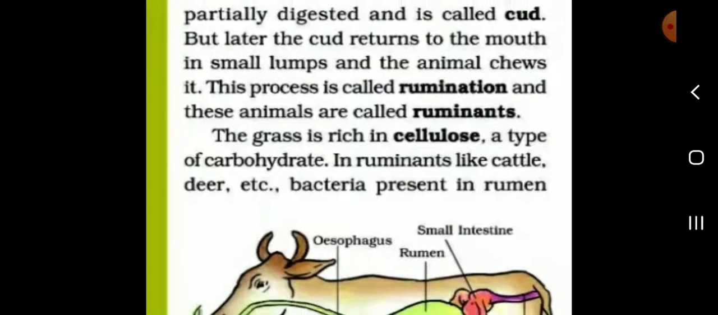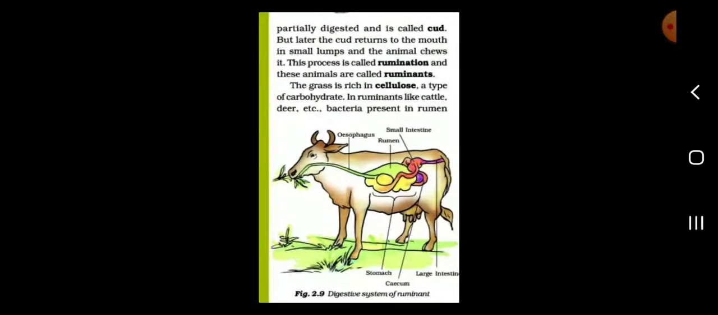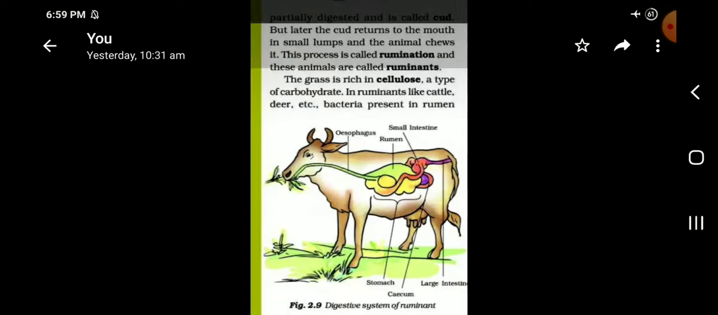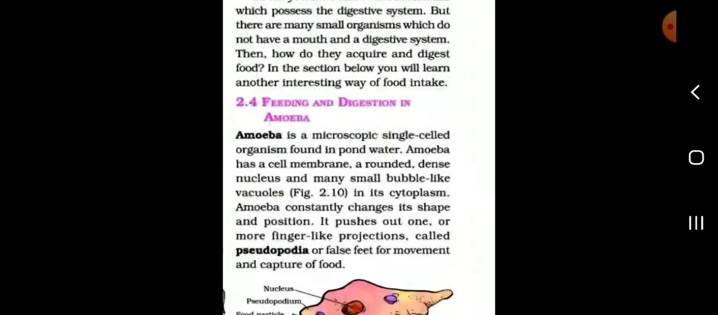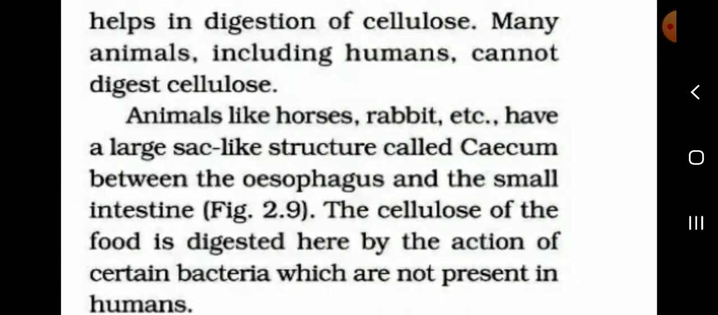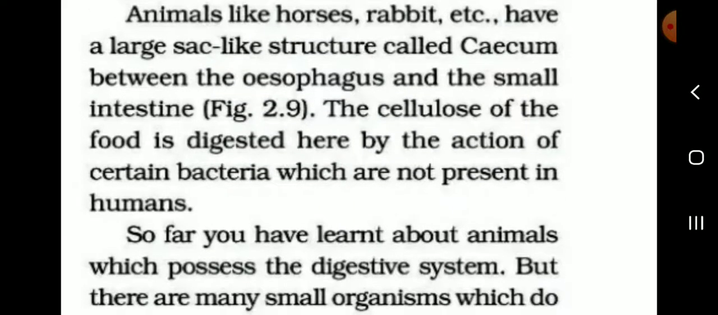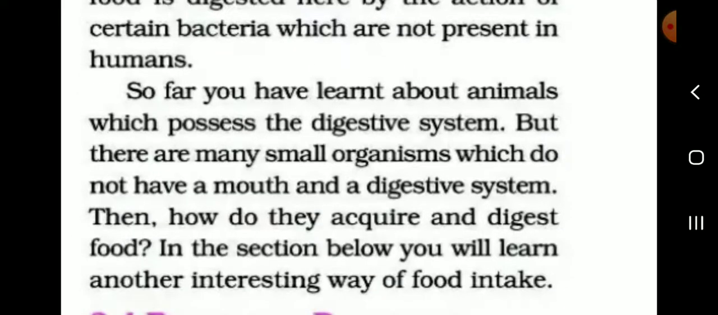The grass is rich in cellulose, a type of carbohydrate. The ruminants are like cattle, deer, etc. The bacteria present in the rumen help in the digestion of cellulose. The animals including humans cannot digest cellulose. The animals like horse, rabbit, etc., have a large sac-like structure called the cecum. The cellulose of the food is digested by the action of certain bacteria which are not present in humans.